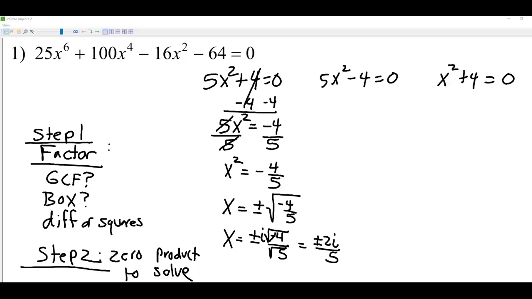The bottom, though, is the square root of 5. We don't like having square roots on the bottom. What do we do about that? Multiply by the square root of 5. And you can do it on the top and the bottom. So now on the top, we're going to have plus and minus 2i root 5 over 5. Now that's done, so we'll circle that.